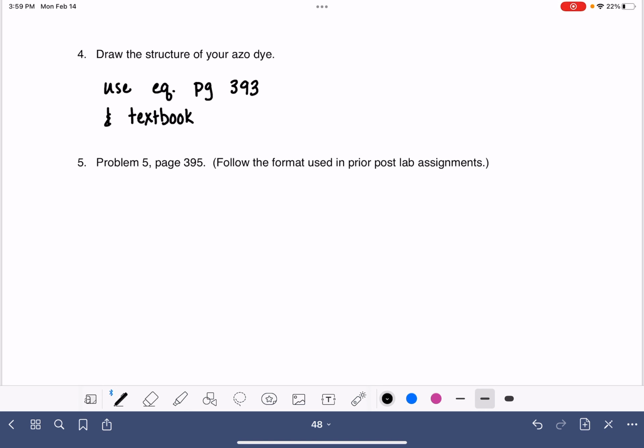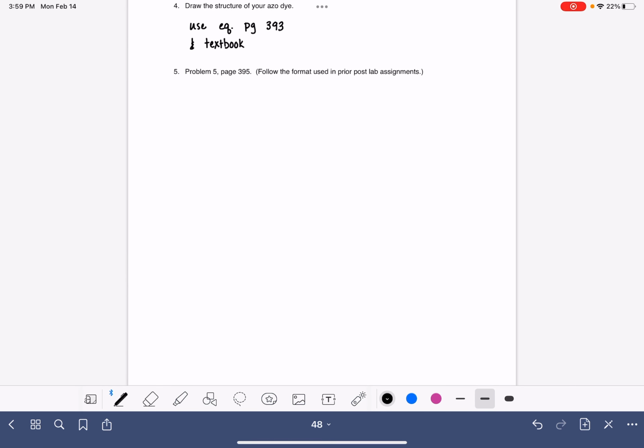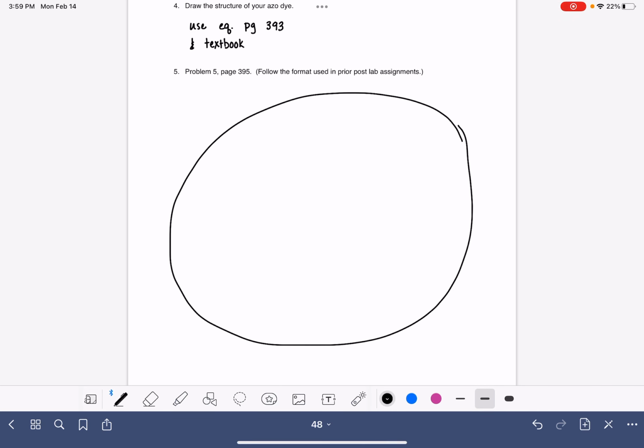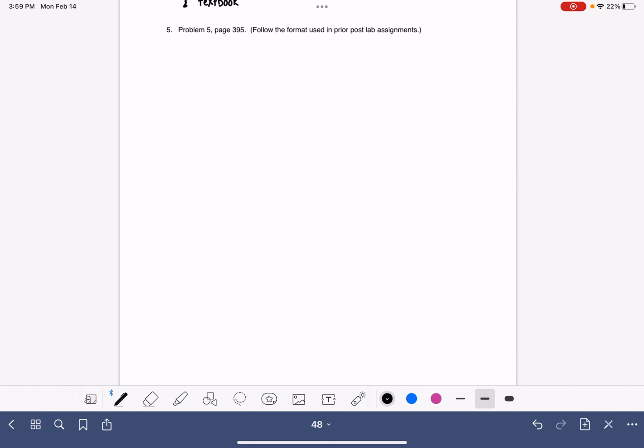And then, last but not least, you are going to be making a flow diagram here in this spot, and this is totally up to you. There are no tips this time, but you can do it.